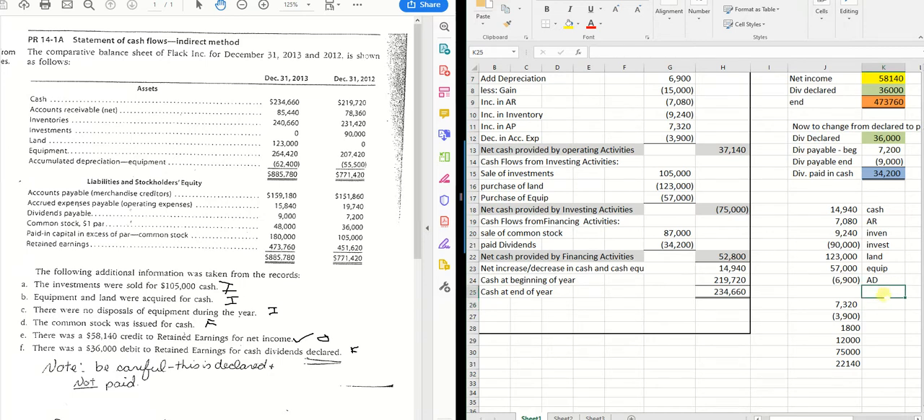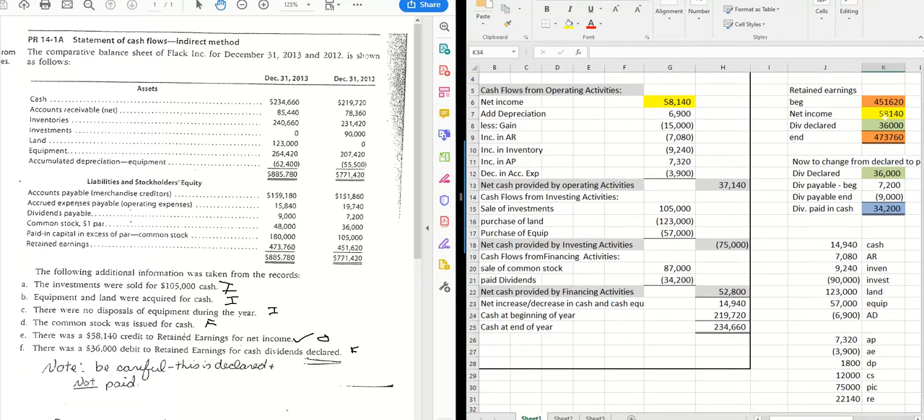And when I get done with the dividends one, I forgot to type in these things. So this one is accounts payable. This one's accrued expenses. Whoops. This one's accrued expenses. This one is dividends payable. This one is common stock. This one is paid in capital. And this one is retained earnings. Okay. So of my $22,140 change in retained earnings, I got $58,140 accounted for.